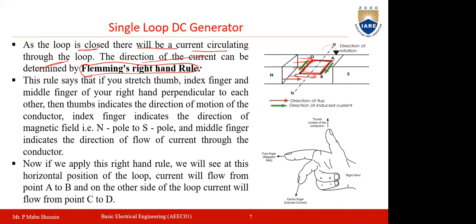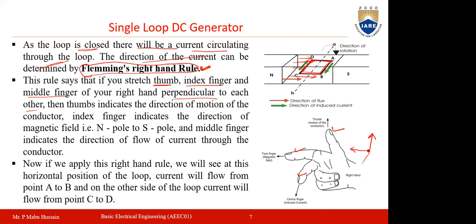So what is this Fleming's right hand rule? This rule states that if you stretch the thumb, index finger and middle finger of your right hand perpendicular to each other, the first three fingers, so your thumb, next index finger and middle finger, you have to stretch all these in mutually perpendicular directions.